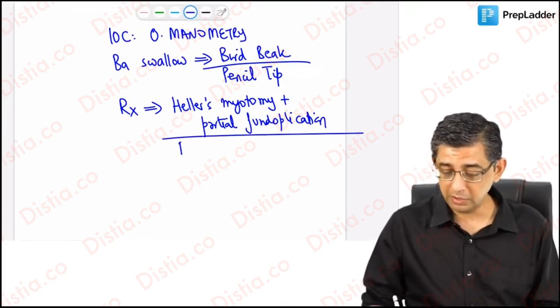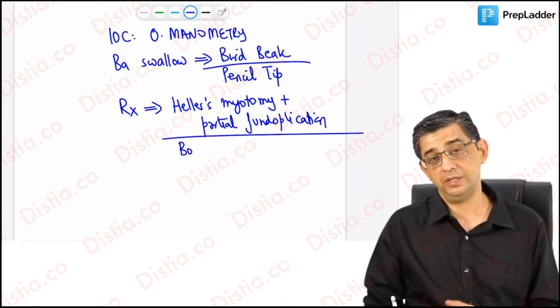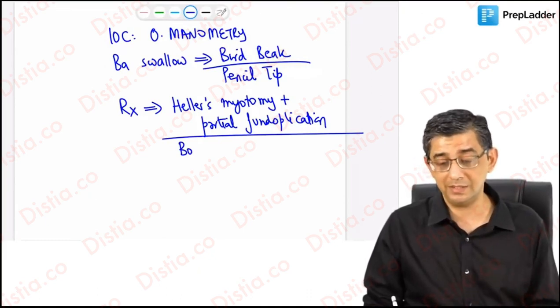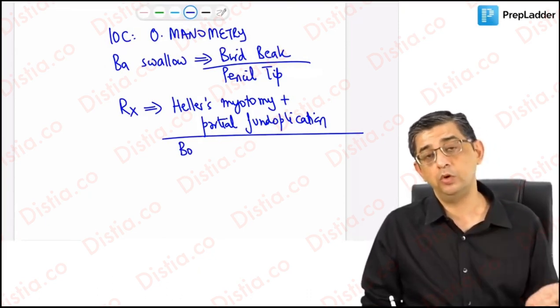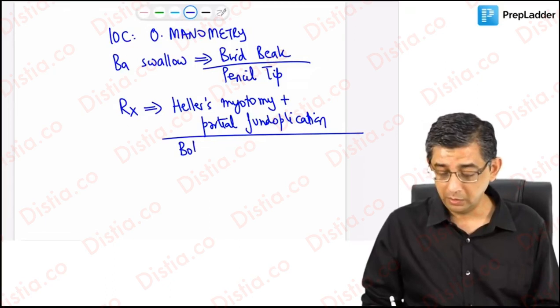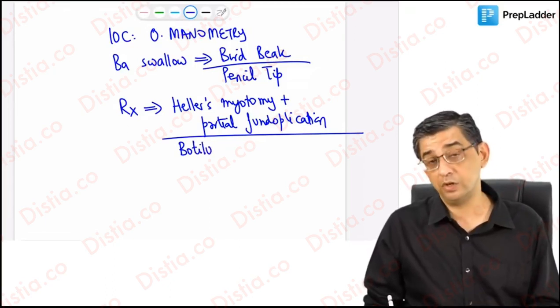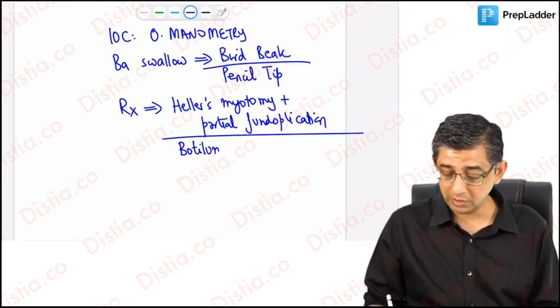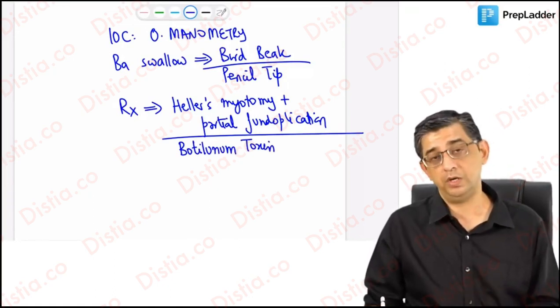However, if a person is not willing for surgery or is a high-risk patient for surgery, in the sense that this lady is having some concomitant comorbidities, or the person has refused or the anesthesiologist has refused surgery, in those circumstances, botulinum toxin injection can be given in the lower part of the esophagus.